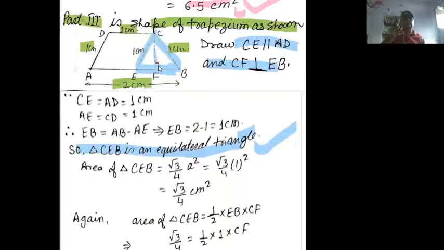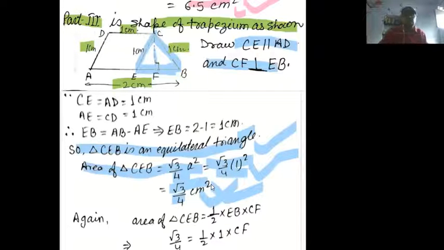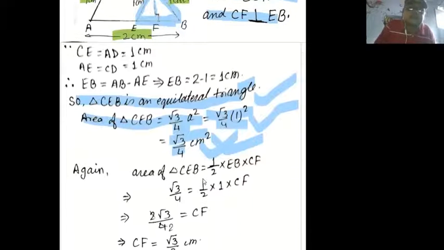So we use the formula: area of equilateral triangle equals root 3 by 4 A square, equals root 3 by 4 into 1 square, equals root 3 by 4 centimeter square. Right? Yes, sir.